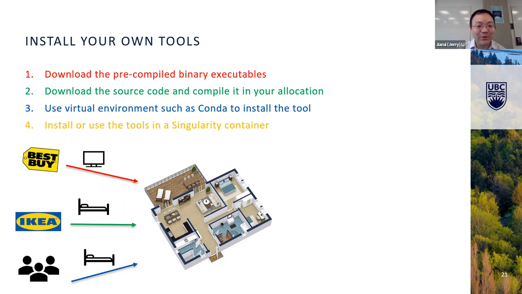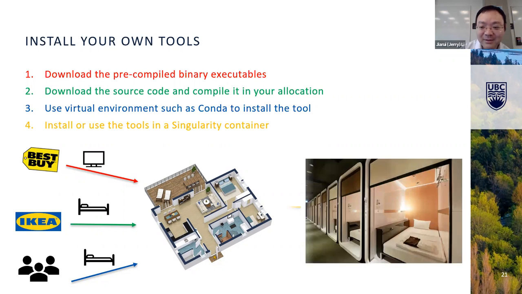The fourth one is to install or use the tools in a Singularity container. So the Singularity container is more like a capsule room in the house, because with the third method, you have a professional guy to help you get the bed. But remember, you are not the house owner. You are just a user of Sockeye. So you cannot change basic stuff, like the wall color. You cannot repaint the wall. You cannot change the wallpaper. You cannot change the general layout. But I, for example, still want a pink wall. How to do that? The easiest way is to get the container, which is similar to a capsule room.